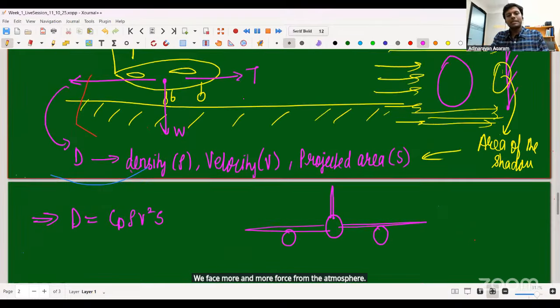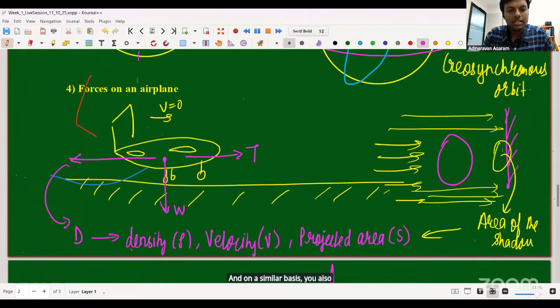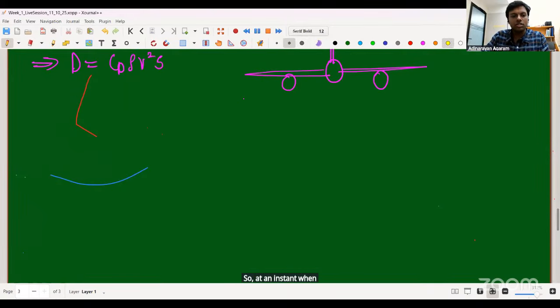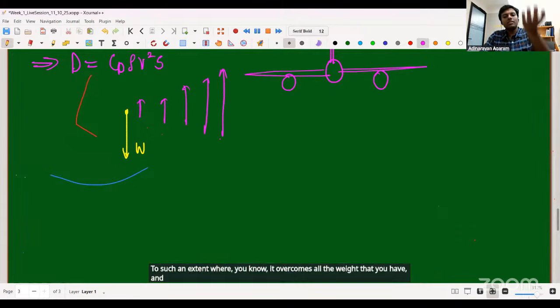And on a similar basis, you also have a lift. Finally we want to fly up, and to fly, we need to first get off Earth. To get off Earth, we need a force that will take you up, and that is the lift. Say this is your weight acting; your weight is always going to act. As you go faster and faster, your lift should keep increasing to such an extent that it overcomes all the weight that you have, and then you finally lift off. And that is called your lift.